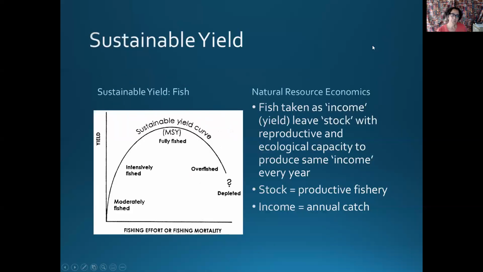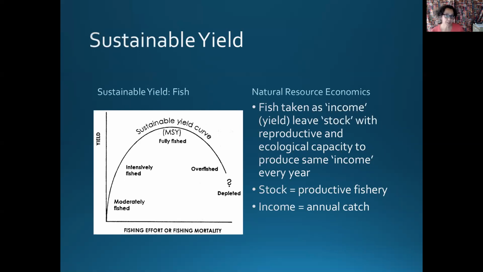So when I was talking about this idea of sustainability in the capital stock and the productive capacity, this goes back to the 1920s and the development of forestry and fishing in natural resource economics. And that concept is known as sustainable yield.